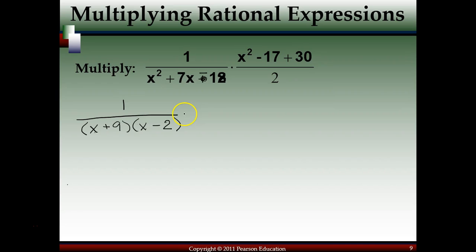Now on the next part, the next expression that we're multiplying this one to, the numerator can be factored out. So what this will factor out to, we're looking for two factors of 30 that add up to negative 17. That's supposed to be an x. Okay, so you get x minus 2 and x minus 15.